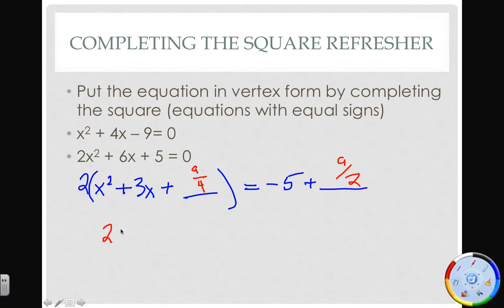And so I get 2 times x plus 3/2 squared equals, this is 4.5. So -5 plus 4.5 is -0.5, or -1/2. And for us, that's okay for today. We're not going to get negatives in our work for the lesson today, but that's kind of how we would work this one. All right, so let's look at what we're going to look at today.